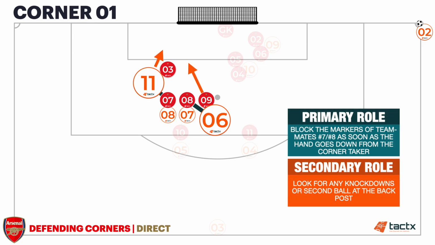The roles of the 11 and 6 are to block the markers of their teammates, numbers 7 and 8, as soon as the hand goes down from the corner taker. From there, they're looking to get round the back post for any knockdowns or second balls.